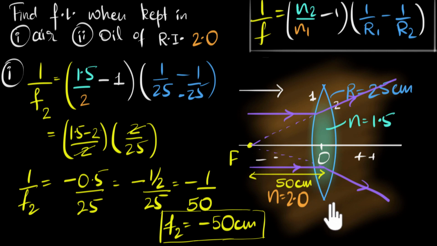So from this example, we can learn one very important thing, that even if you have a converging lens in the air, that same lens can become diverging if you put it inside some medium which has a higher refractive index than the material of this lens. And so this is how we can use lens maker's formula in different cases to figure out what the focal length is.